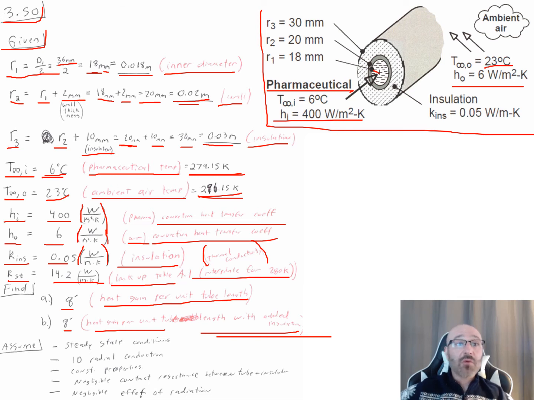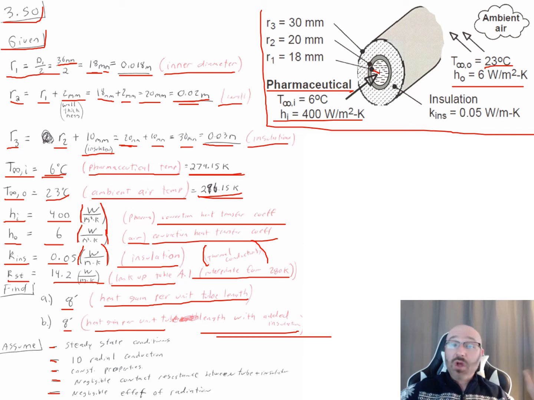So next from here, what we want to do is take a look at any assumptions we're going to make to simplify our solution to the problem. So what assumptions do we make? Well, we can assume steady state conduction, 1D radial conduction, constant properties, negligible contact resistance between the tube and the insulation, and a negligible effect of radiation. So these are all the 5 assumptions that we're going to make to simplify our solution to this problem.